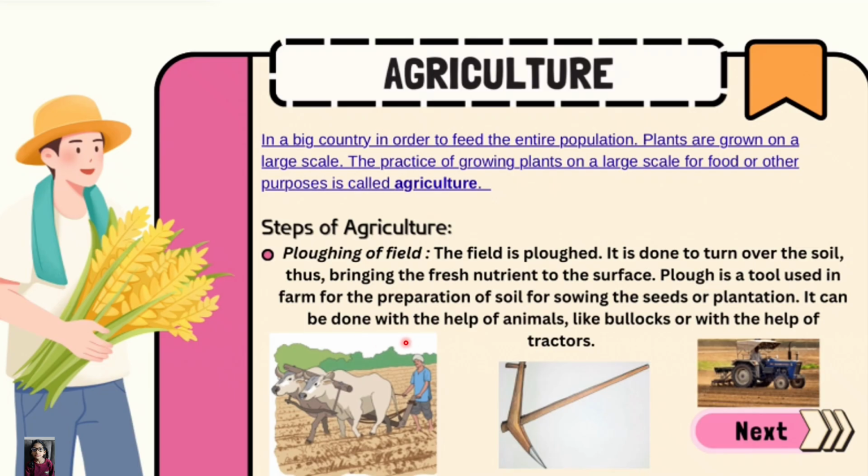It can be done with the help of animals like bullocks or with the help of tractors. Here we can see in the image, the farmer has attached the plow to two bullocks and the bullocks are pulling it. In the tractor, the farmer has attached the plow-type thing at the back, and as the tractor moves, it plows the field.